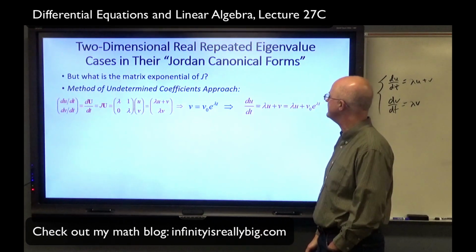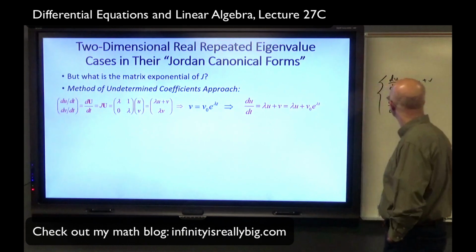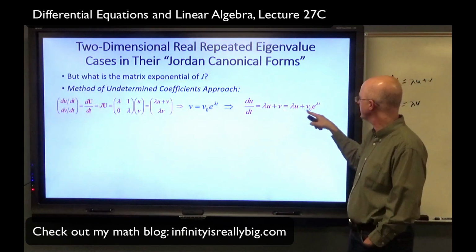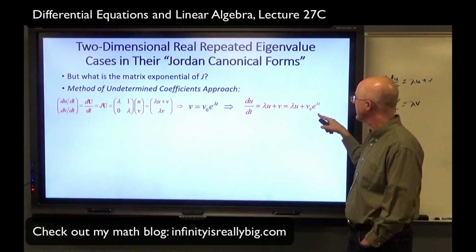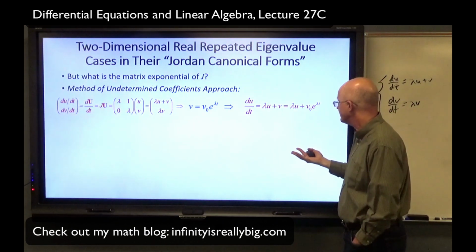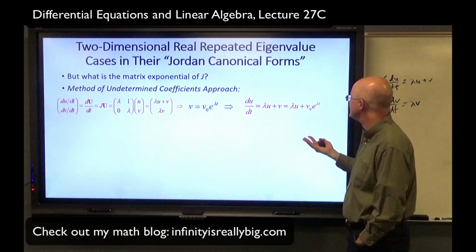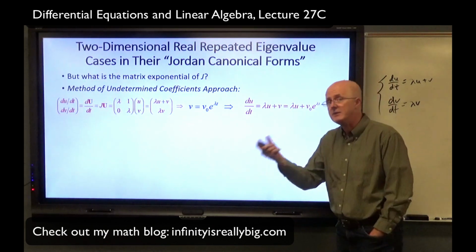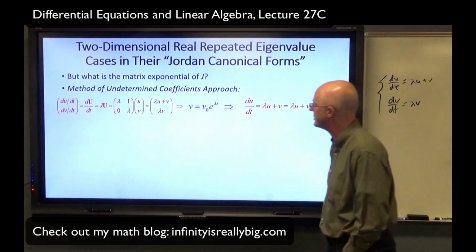Now plug that back into the du/dt equation in place of v. There's v right there. It gets replaced by v0 e to the lambda t. That's now a first order, non-homogeneous linear equation. I could either use the method of undetermined coefficients or integrating factors. But let's use the method of undetermined coefficients.